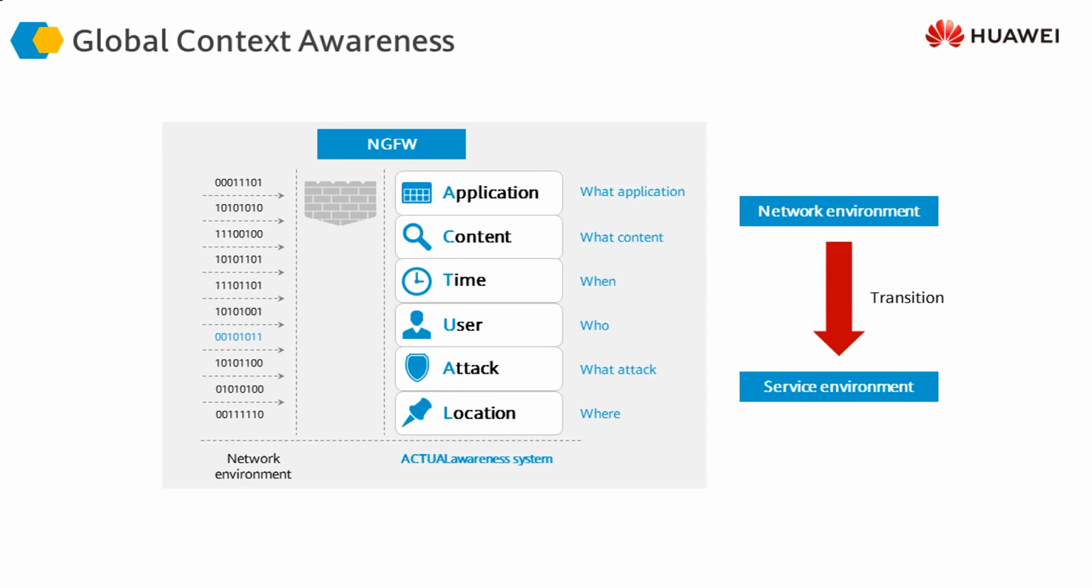The next capability that you have in your security solution from Huawei, or to be specific, that is available to us in USG, is the global context awareness. We also discussed this in one of the previous sessions. We call this ACTUAL. It stands for the idea that your security infrastructure, or your next generation firewall to be specific, needs to have application awareness, content awareness, time awareness, user, attack, and location awareness.